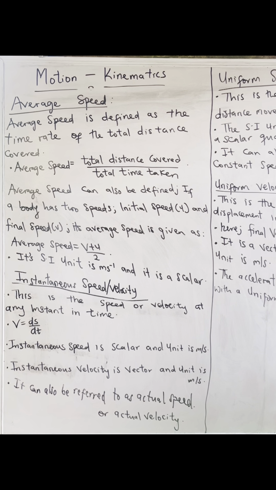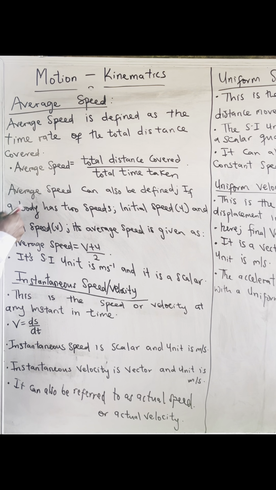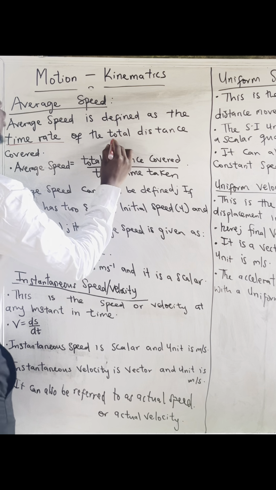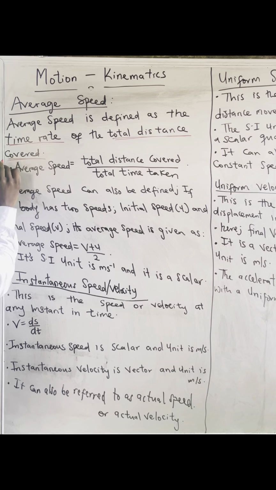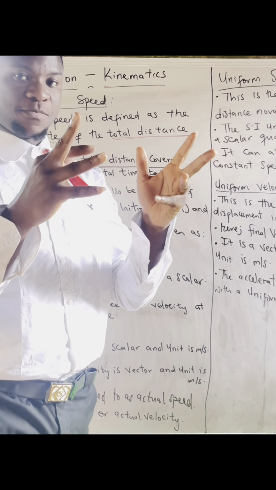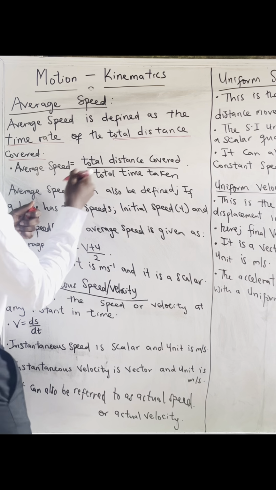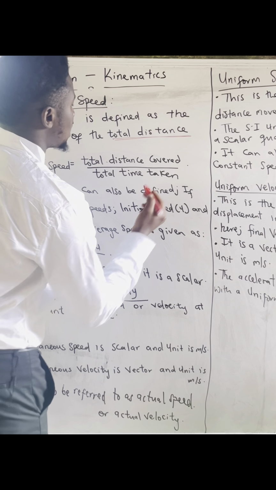We are going to be talking about speed. Average speed is defined as the time rate of total distance covered. So this simply means that the total distance over time can be referred to as average speed. That is why the formula for average speed is total distance covered over total time taken.